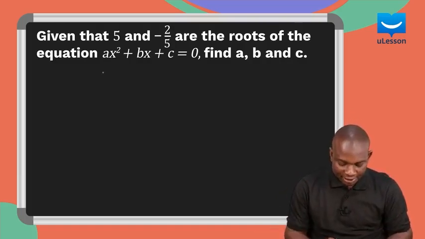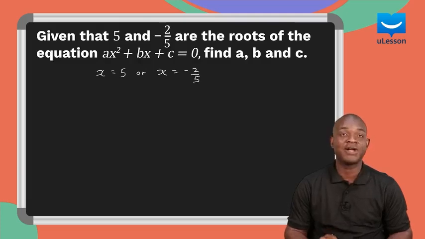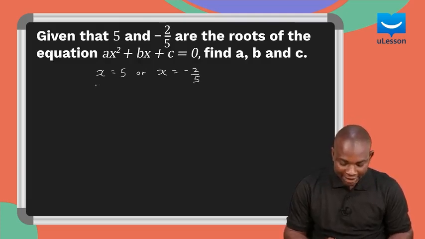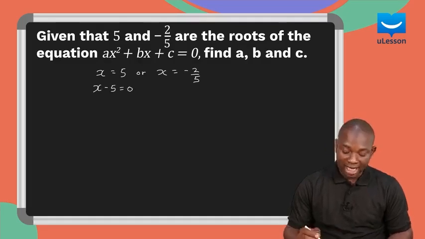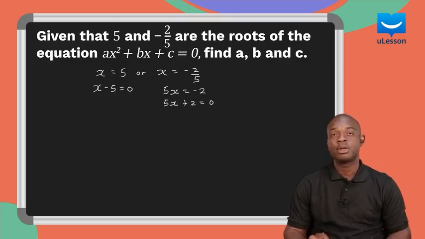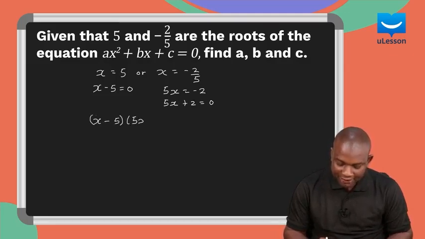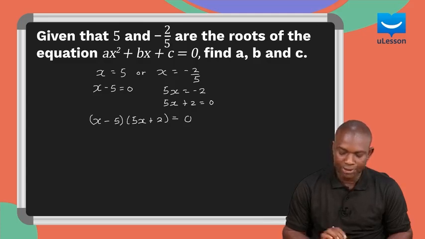So if x is the variable, it means that x is equal to 5 or x is equal to minus 2 over 5. Now if x is equal to 5, it means that x minus 5 is equal to 0. And if x is equal to minus 2 over 5, it means that 5x is equal to minus 2 and 5x plus 2 is equal to 0. So we multiply both results and we have x minus 5 times 5x plus 2 equal to 0.